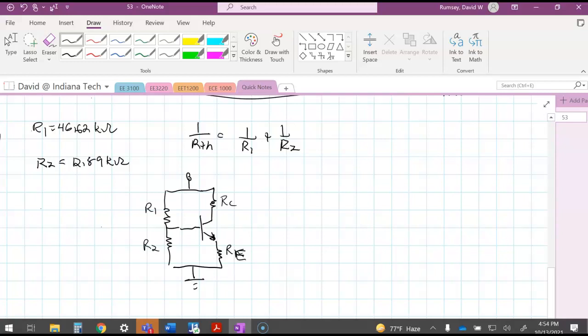So measuring IC is easy if you get an accurate measurement for the voltage across RC. IC is simply equal to VRC divided by RC, and you can do the same for the IE here, and you can do VRE over RE.